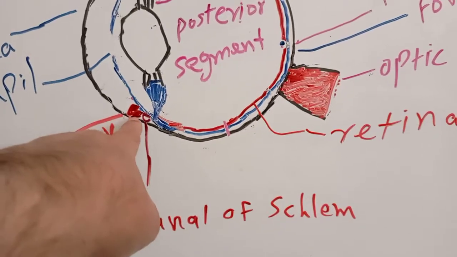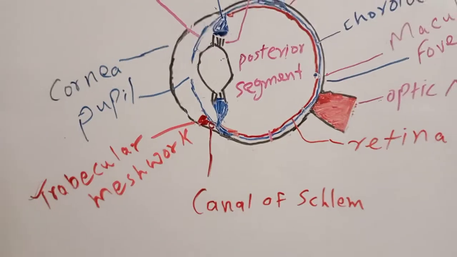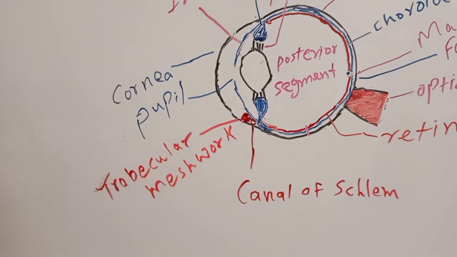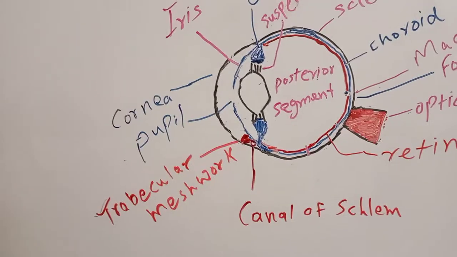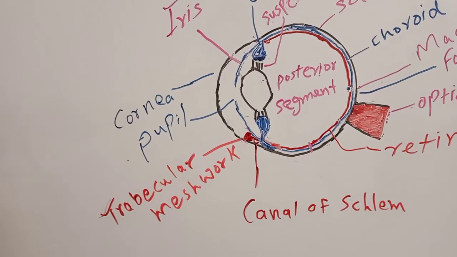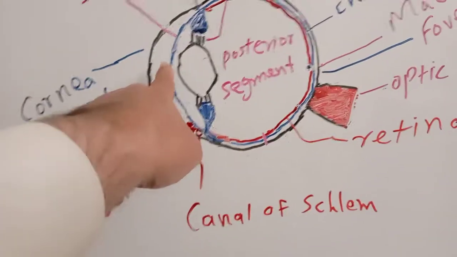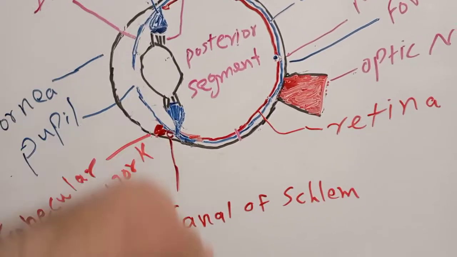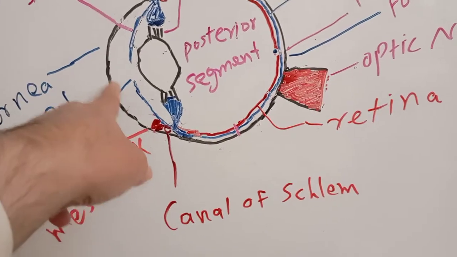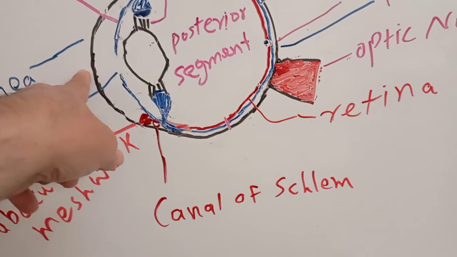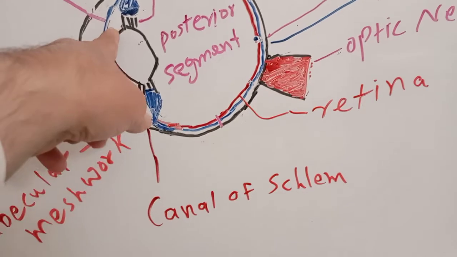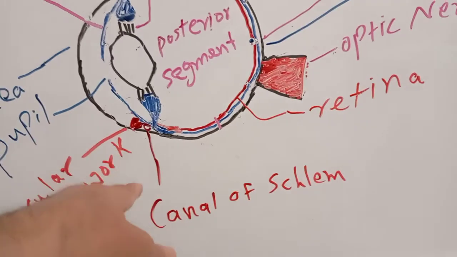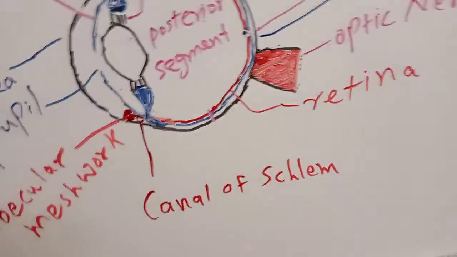In the corner of the anterior chamber, there is a trabecular meshwork, and it leads to a canal known as canal of Schlemm. The anterior chamber is present between the cornea and the iris, and the posterior chamber is present between the iris and the lens.